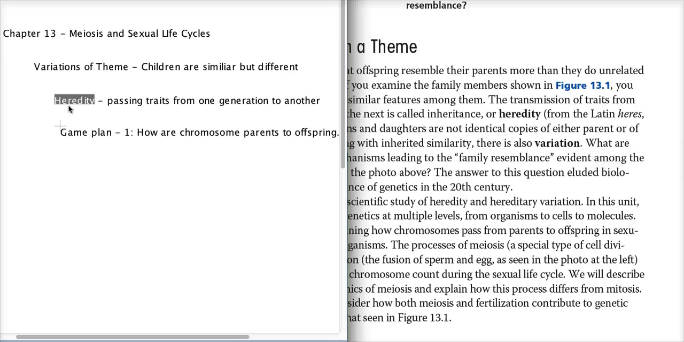The third you could say is they learn about cellular mechanics of meiosis and explain how this process differs from mitosis. Or you can just say, listen, learn meiosis versus mitosis. And then 4, you could write, we will consider how both meiosis and fertilization contribute to genetic variation. Because you may not understand exactly what we're saying here, but at least we're learning what the game plan is of what this unit's looking to do.